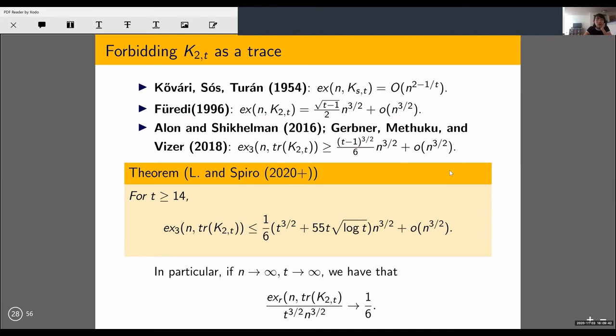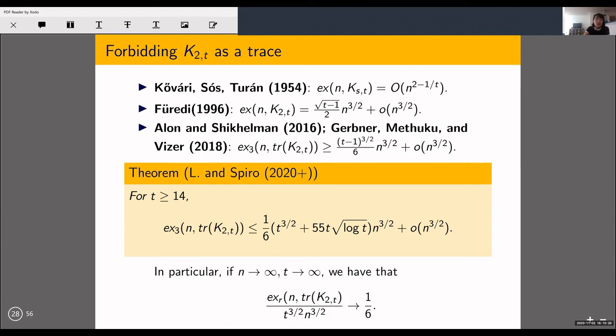And so with Sam Spiro, we proved an almost matching upper bound. In particular, this works when T is at least 14. So what we showed was that this Turán number of the K2T trace in 3-uniform hypergraphs is 1/6 T to the 3/2 n to the 3/2, but we also get this smaller order term here, which perhaps someone could try to remove in the future. So in particular, if we care only about n and T very large, then we are tending towards the correct ratio, this 1/6.